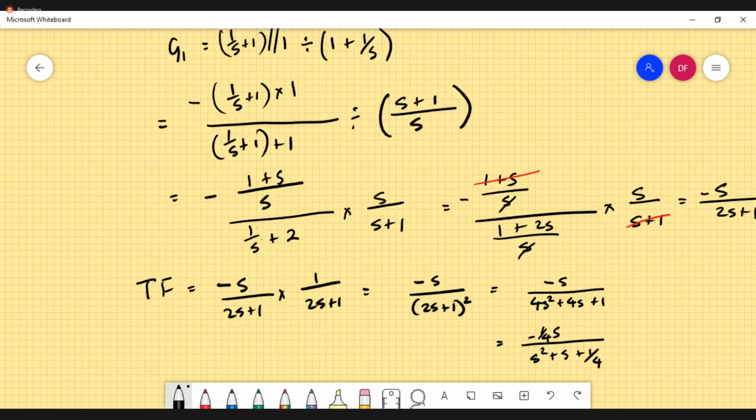Alright, so if we write it down like this now, we don't really need to go to MATLAB to write down this transfer function. But let us assume that you remember how to write it down.